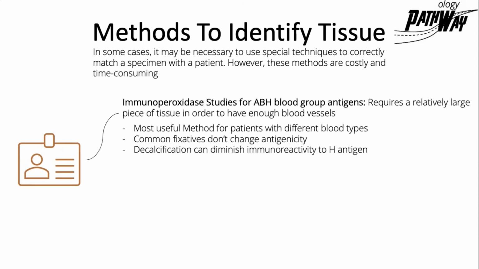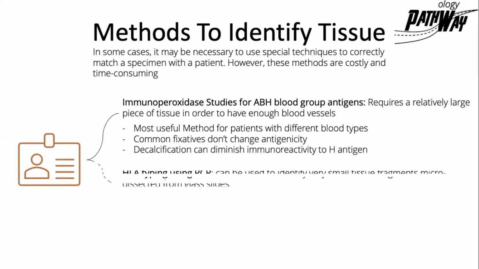Number one, we have immunoperoxidase studies for ABH blood group antigens. This requires a relatively large piece of tissue in order to have enough blood vessels. It is the most useful method for patients with different blood types. Common fixatives do not change antigenicity. Decalcification can diminish immunoreactivity to H antigen.